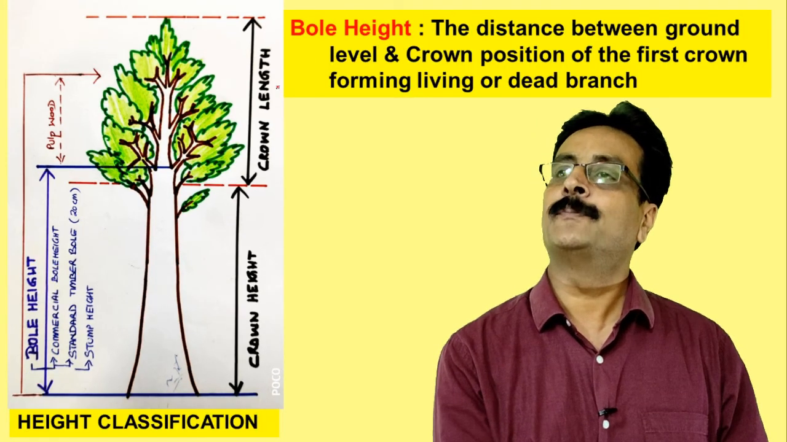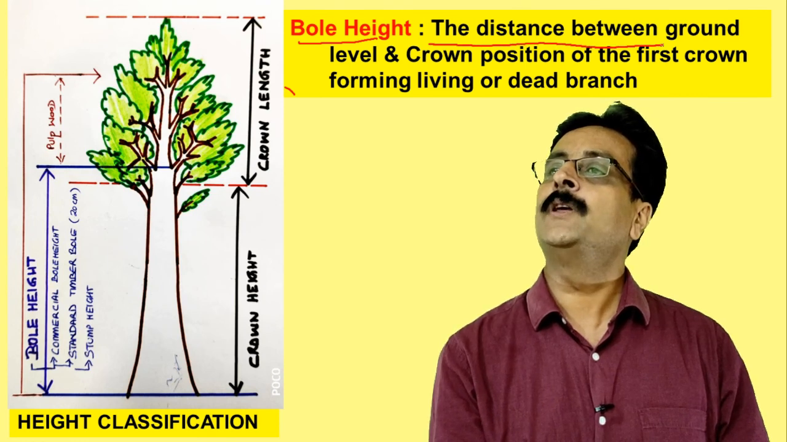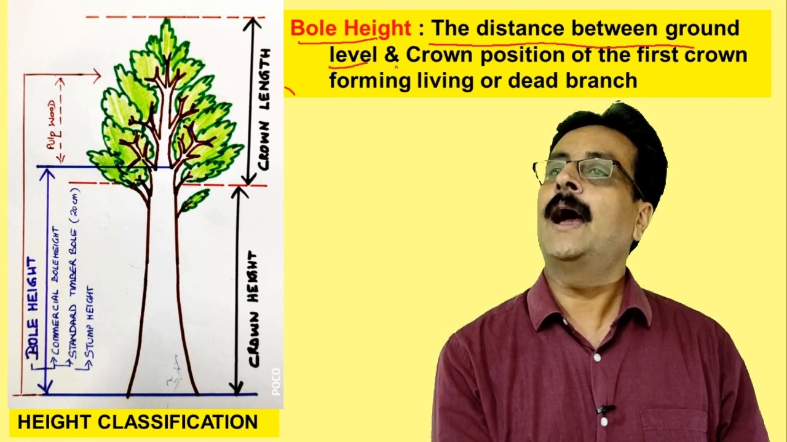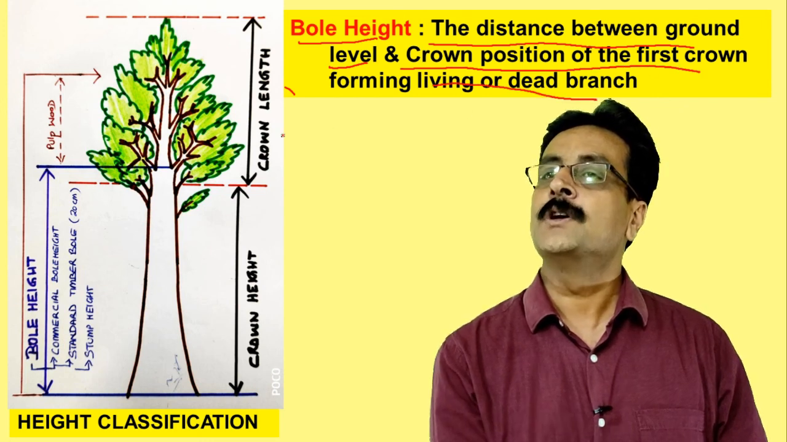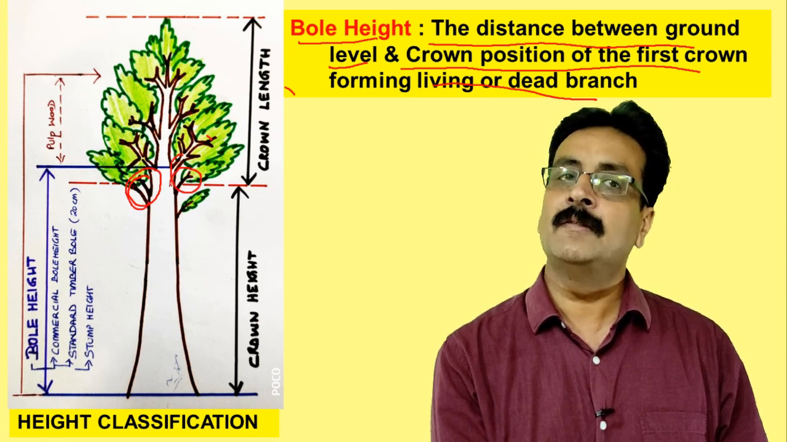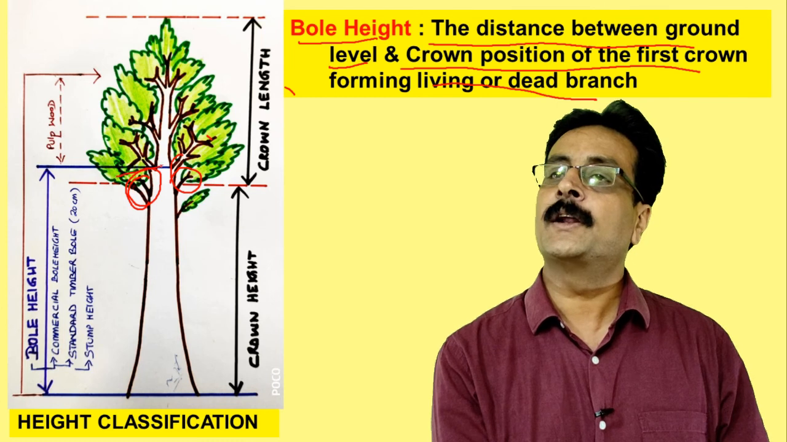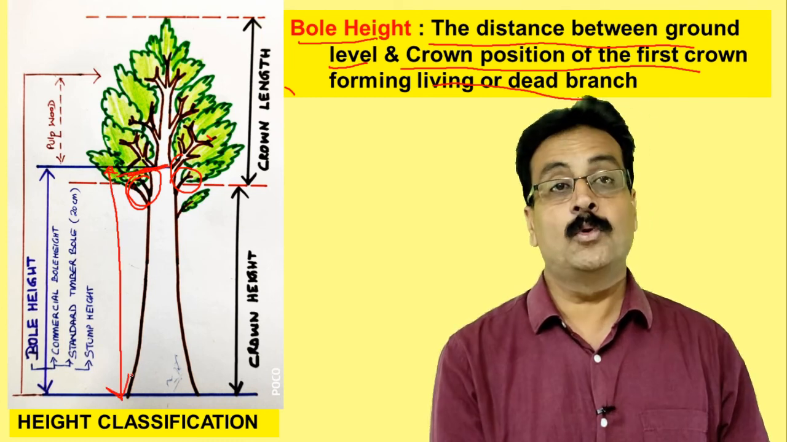First is bole height. Bole height is the distance between the ground level and the position of the first crown-forming living or dead branch. This is the first crown. See, there are a few branches here, maybe living or maybe dead. From here we say it is the bole height. Now bole height is further classified.